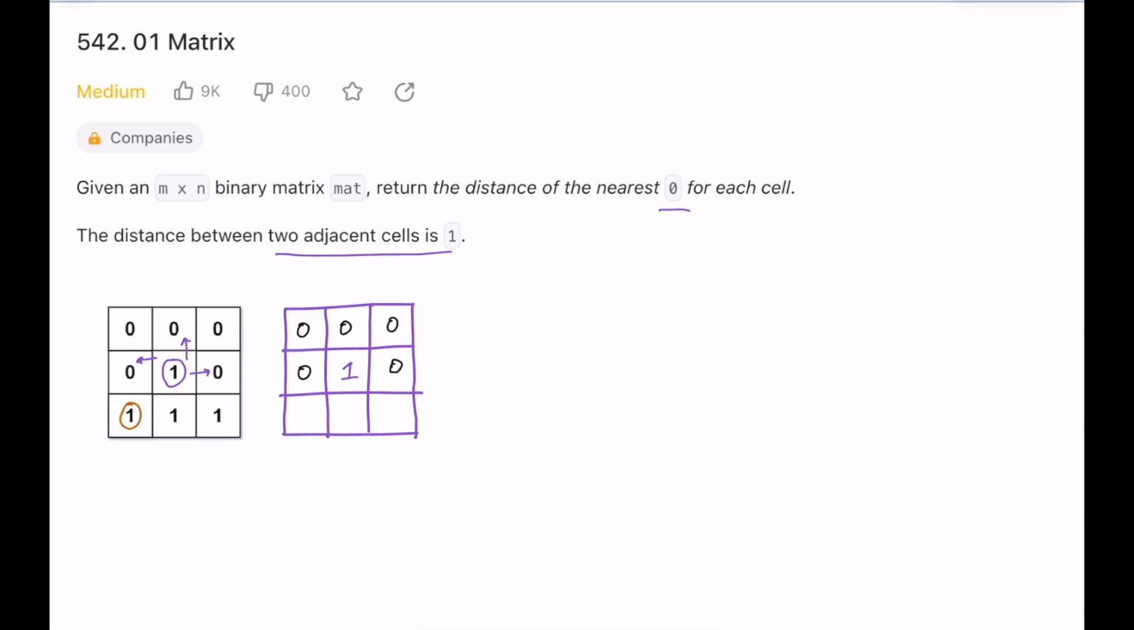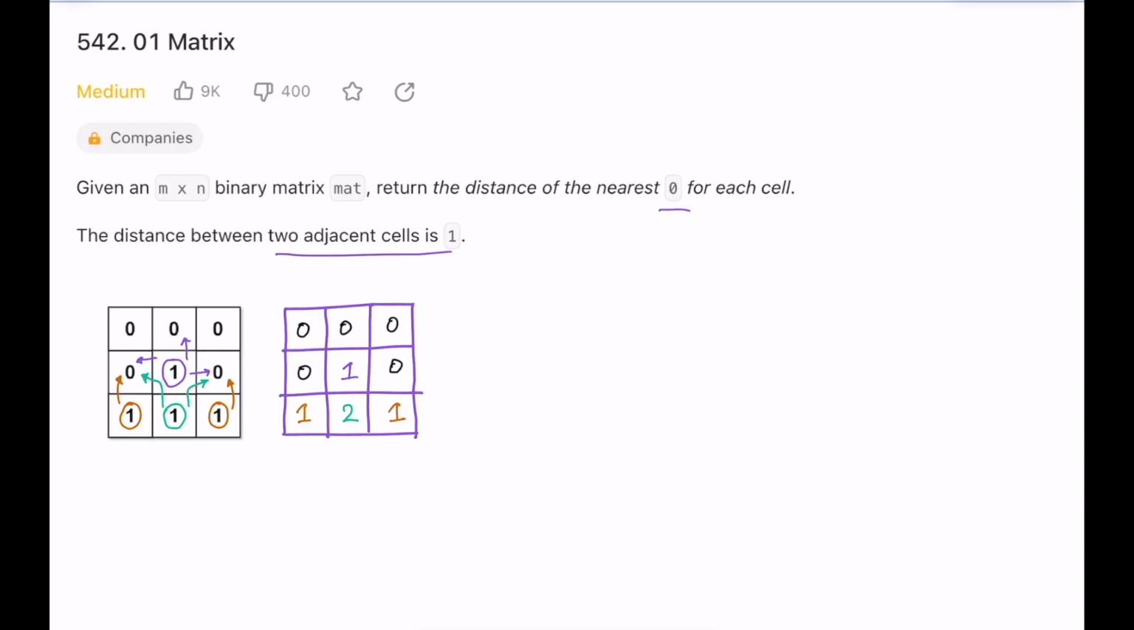and for the cell here at the bottom left, the distance to the nearest 0 is again 1, and it's that cell. So we fill 1. Same goes for the bottom right cell. Distance to the nearest 0 is also 1. And finally, for the last cell, the distance to the nearest 0 is not 1, because there is no immediately adjacent 0 cell to it. So the nearest 0 for this cell is either this or this, and both of them are at distance 2, so we fill 2.